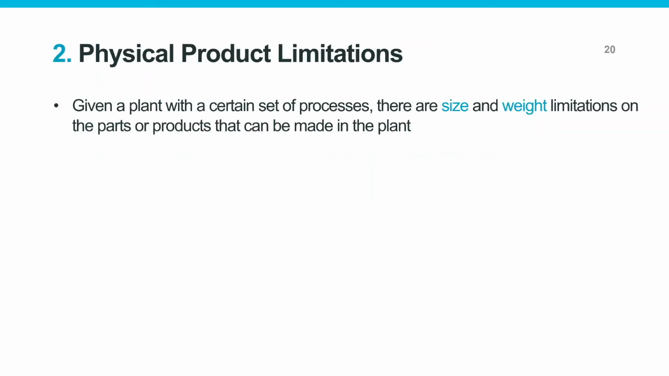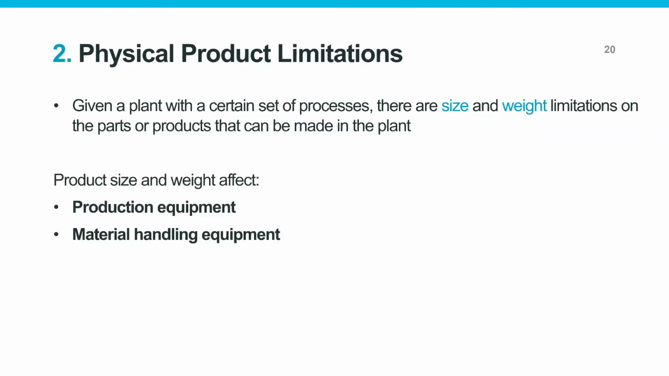Physical product limitations are basically the limitations on the size and weight of the parts or products that can be made in the plant. Product size and weight will impact the production equipment and material handling equipment as well.